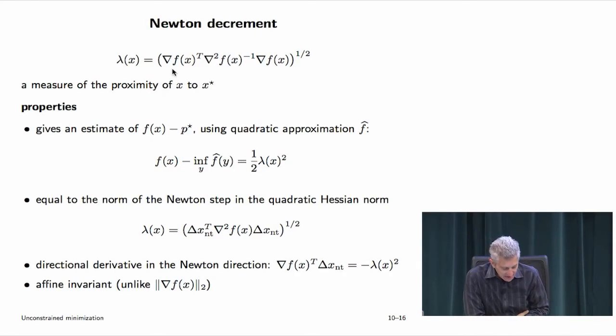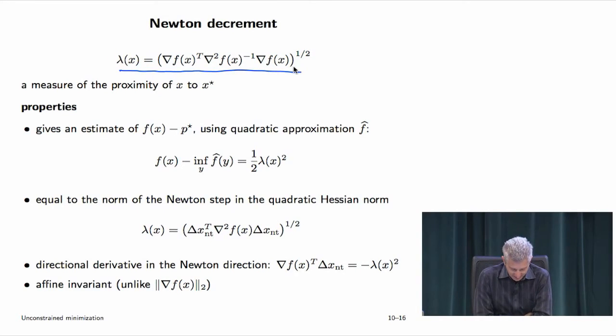But so this is lambda of x, right? That's called the Newton decrement. And here's what it is. It has lots of interpretations, but it's a measure of the proximity of x to x star, the optimal point. And it's a very good estimate of f of x minus p star, right?